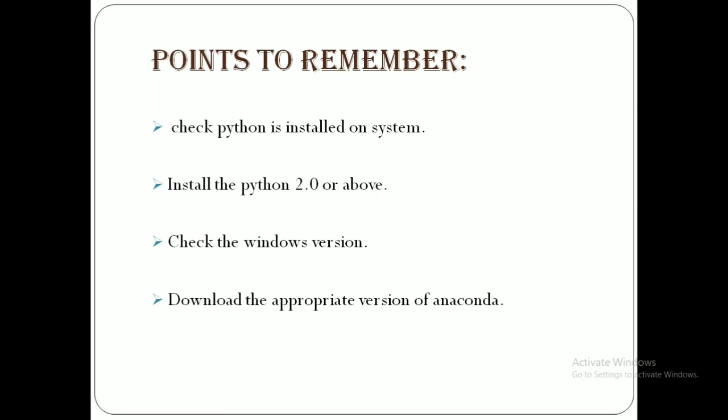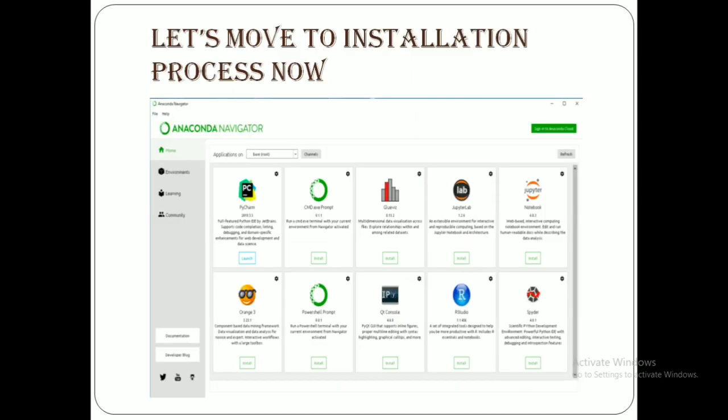Before installing Anaconda, we have to check our Windows version, meaning whether it is 32-bit or 64-bit, and by checking that we have to install the appropriate version of Anaconda, because it matters, else the setup will be useless for us. Now let's move towards the installation process.